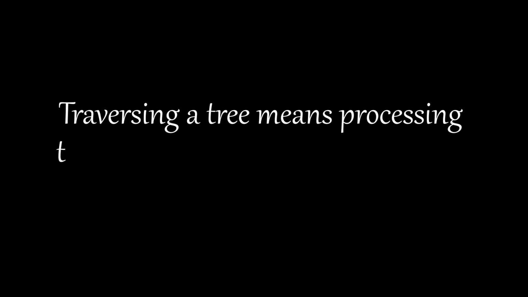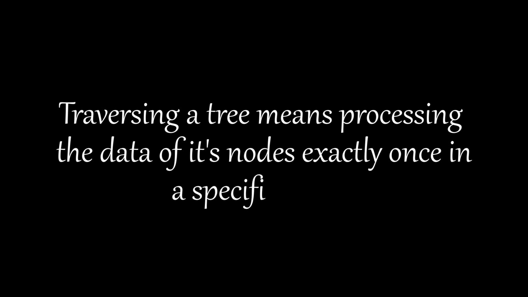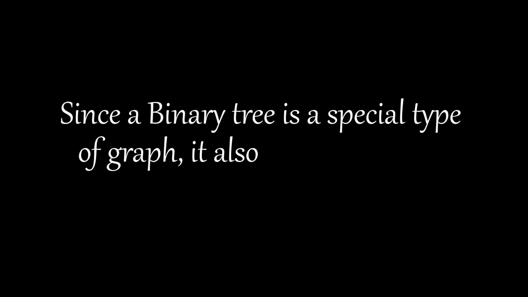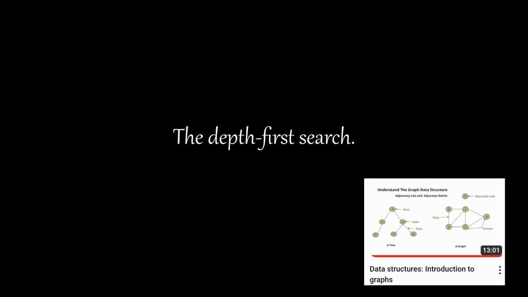Traversing a tree means processing the data of its nodes exactly once in a specific order. Since a binary tree is a special type of graph, it also has two ways of traversal, namely the breadth first search and the depth first search. To learn more about graphs, you should check out our video on the introduction to graphs.